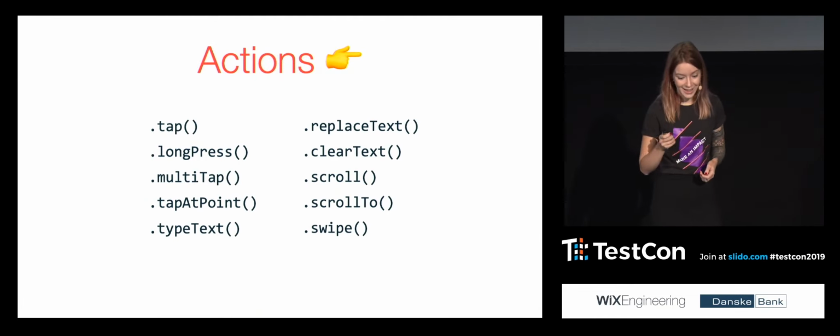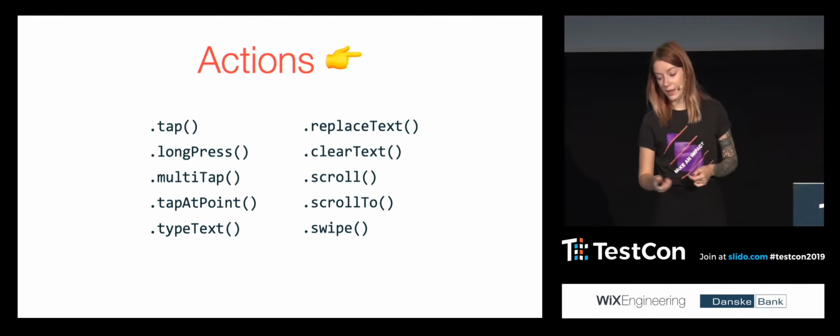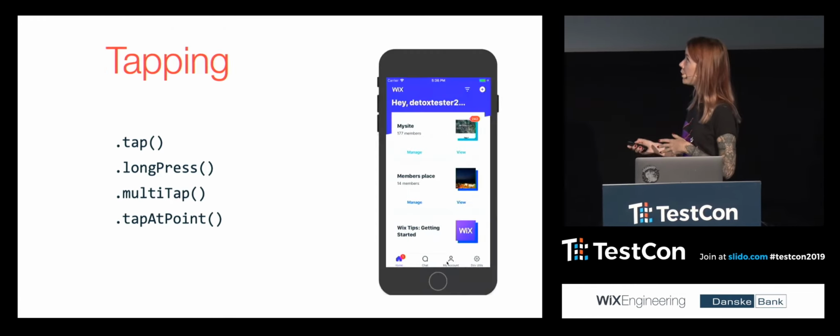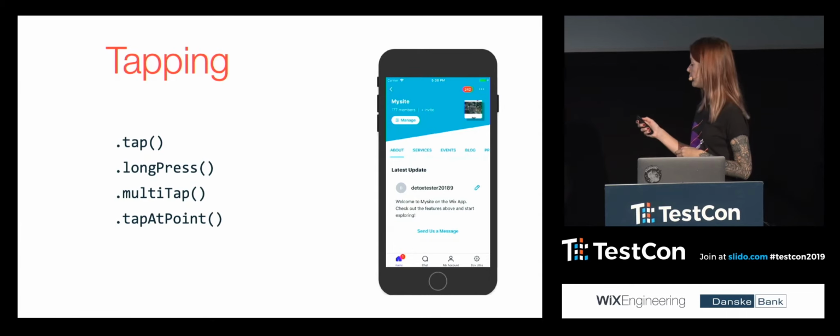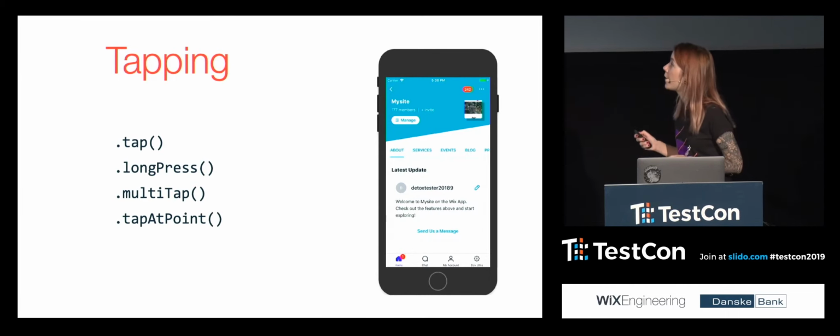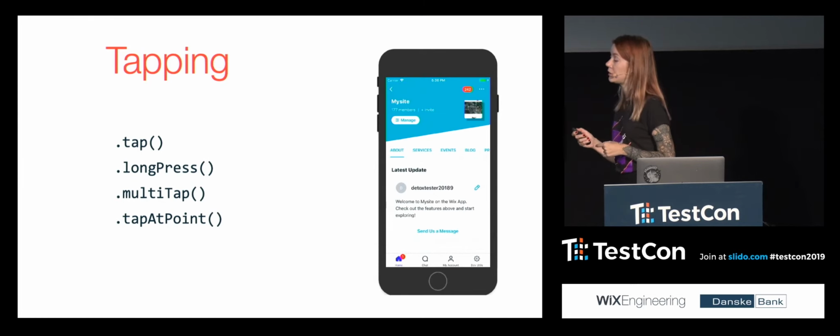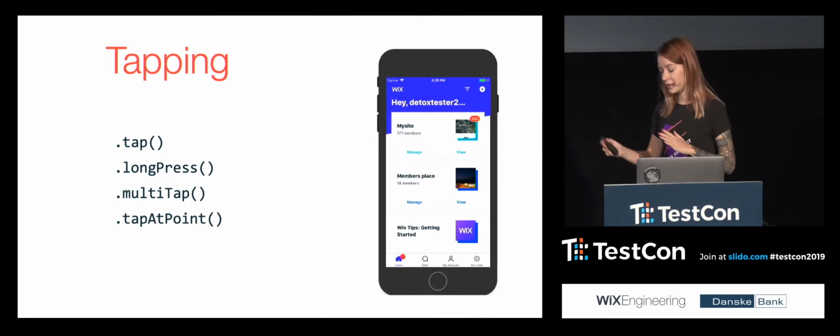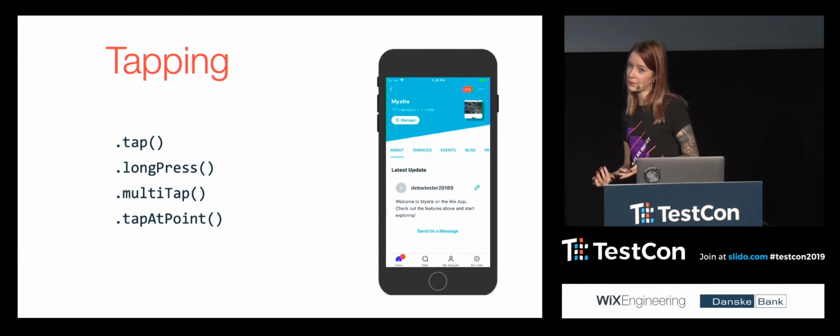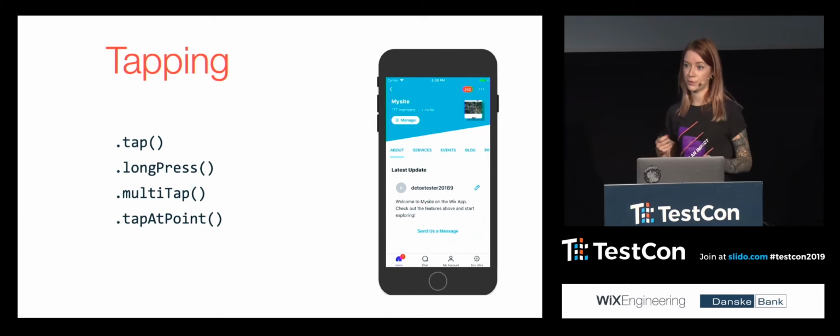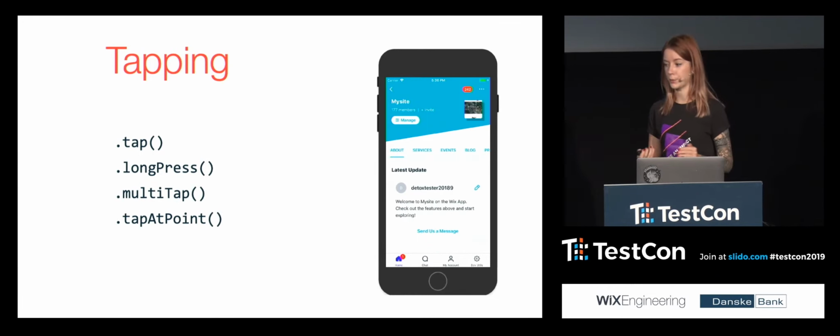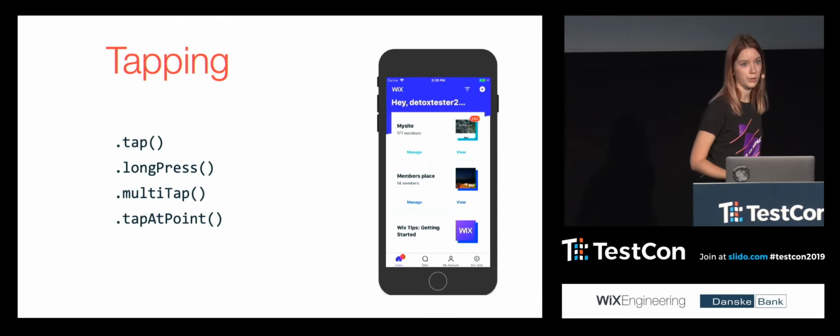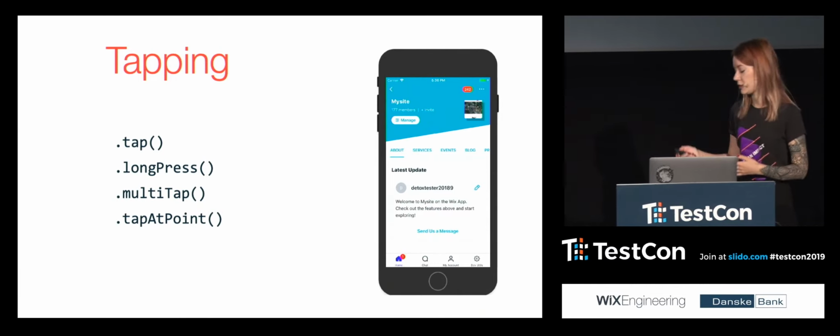So next are the actions that we can do, and they can basically be divided into 3 different groups. First group is tapping, of which example you can see here. So we have tap, long press, multi-tap, and tap at point. Tap at point is some kind of a hacky function that shouldn't be used in perfect scenario, because depending on different devices, it would change element location and you would probably not find the element to tap on.